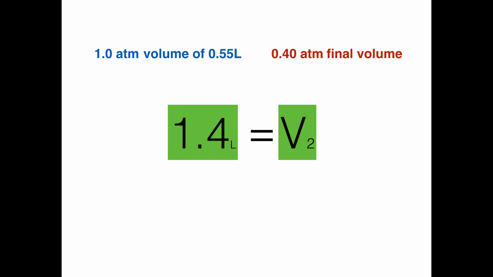Now that actually makes sense when you think about it, because going from 1 atmosphere to 0.4 atmosphere, my pressure has been lessened. So if I have less pressure pushing on the balloon, then that means the balloon can expand even further. And it expanded from 0.55 liters to 1.4 liters. So this makes sense. My math was good. My logic was good, so I'm happy with that answer.